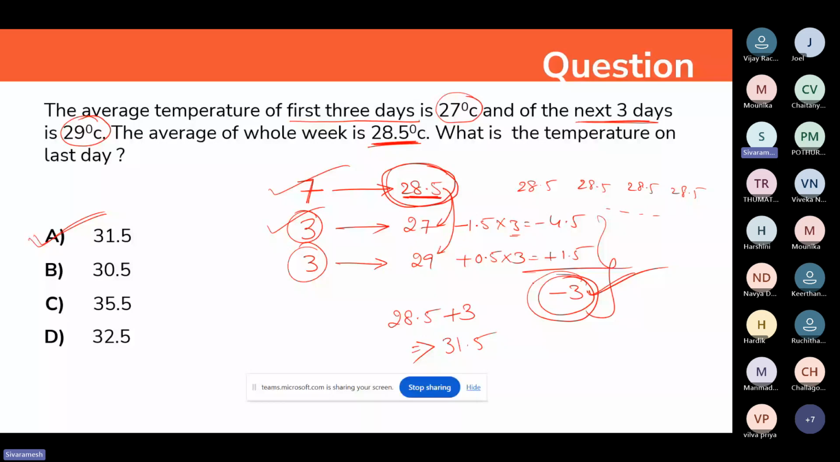So to make it balance, that whole week temperature is 28.5, right? So if it is -3, you need to add 3. That's it. If it is +3, you need to minus. So the symbol has to change. Okay, the symbol has to change. When the symbol has to change and when not to change, I'll explain. I hope you all are clear with this question.